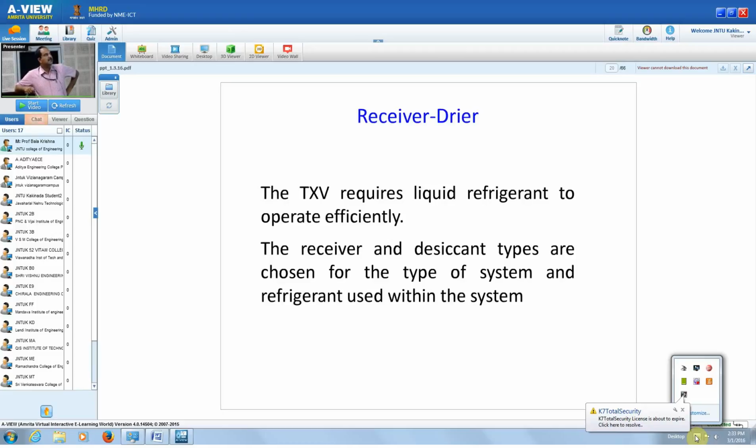Next slide. The thermostatic expansion valve requires liquid refrigerant to operate efficiently. Right? But if any gas or vapor is there, then this receiver dryer, that's why it is called a dryer, will absorb it and then only liquid will be sent to the thermostatic expansion valve. The receiver and different types are chosen for the type of system and different needs within the system.